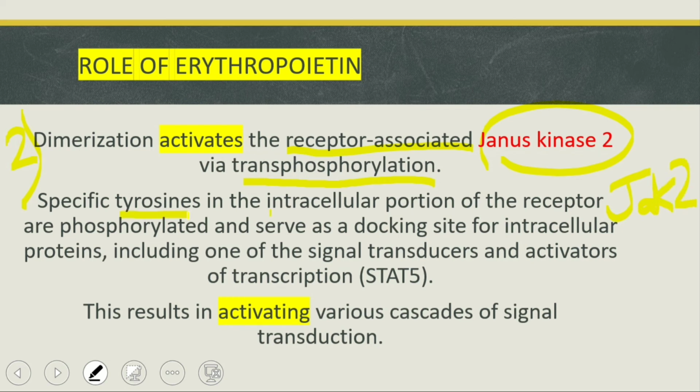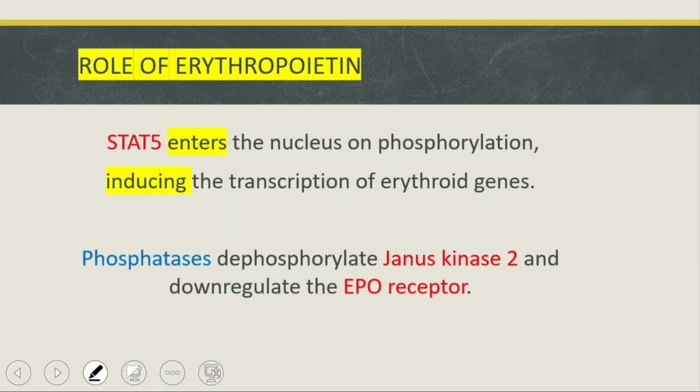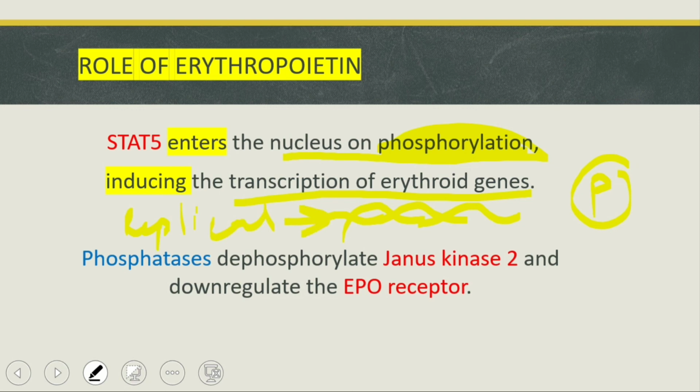And specific tyrosines in the intracellular portion of the receptor are phosphorylated and serve as a docking site for intracellular proteins, including one of the signal transducers and activators of transcription, that is STAT5. This results in activating various cascades of signal transduction. STAT5 enters the nucleus on phosphorylation. As you can see in the diagram, a P group was attaching to STAT5, means phosphorylation was occurring. It will induce the transcription of the erythroid genes, means the process of formation, the whole process from replication to transcription, etc.